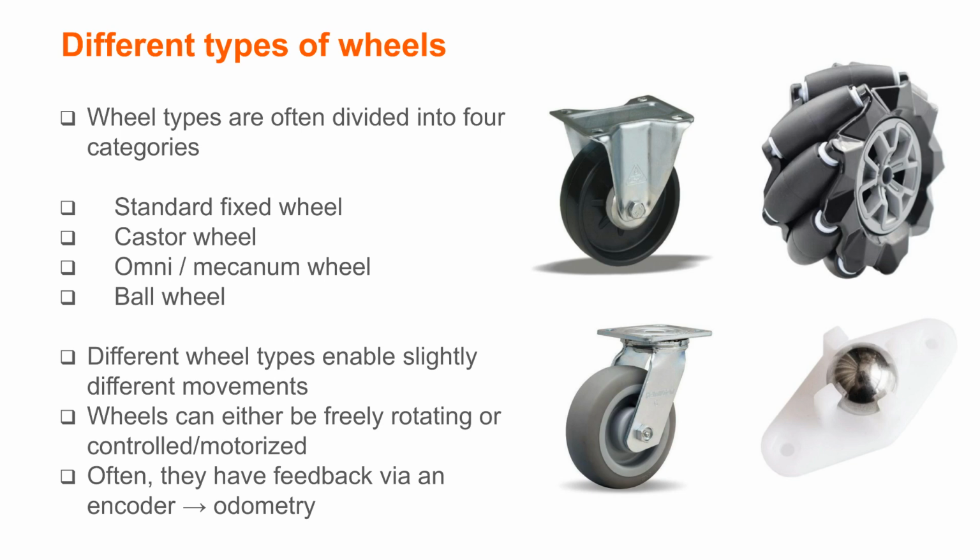Different wheel types impact how a robot maneuvers. Omni wheels, for example, allow robots to move sideways, whereas standard wheels require turning to change direction.